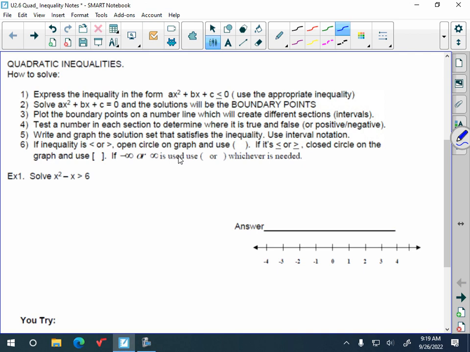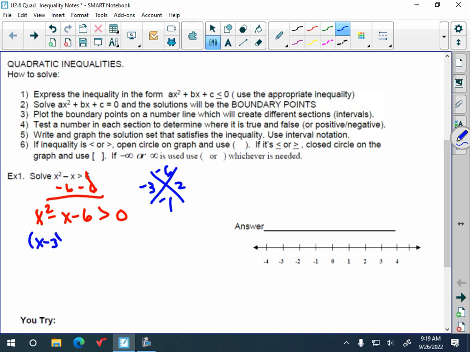Okay, so this first example, x squared minus x is greater than 6. We need to get 0 on the right side, so we're going to subtract 6 over first. So x squared minus x minus 6 is greater than 0. Now we're going to factor this, and since it's a trinomial, we can just use our x. So negative 6 on top, negative 1 on the bottom. That would be negative 3 and positive 2. So the factors are x minus 3, x plus 2, greater than 0.